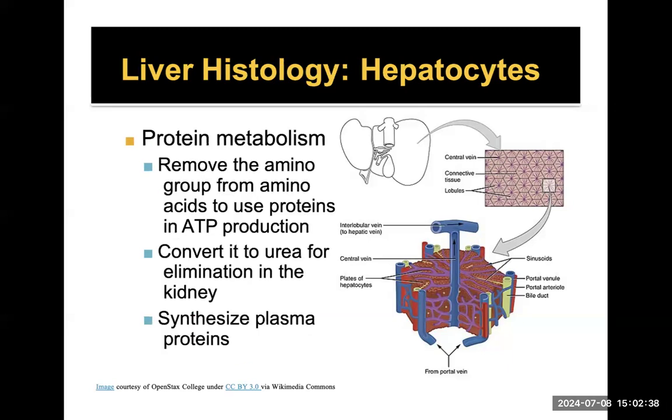The hepatocytes, again, you have protein metabolism taking place here. So you're going to remove an amino group from the amino acid and use it to produce ATP. This area can also convert it to urea for elimination in the kidneys. And then the last part here is you make plasma proteins from the hepatocytes.